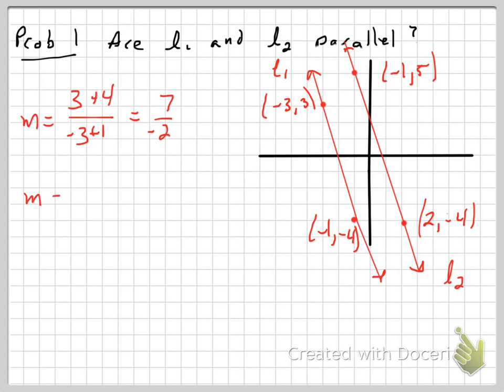My slope of line 2 then is 5 minus a -4, or 5 plus 4, over -1 minus a 2. That gives me 9 over -3, or a slope of -3. As you can see, they are not the same, so they are not parallel.